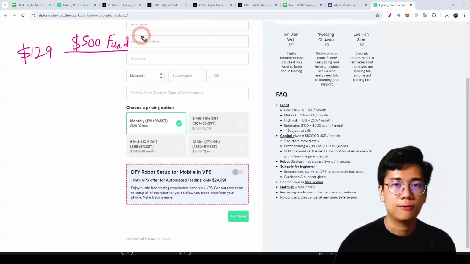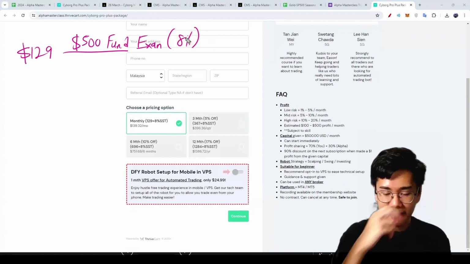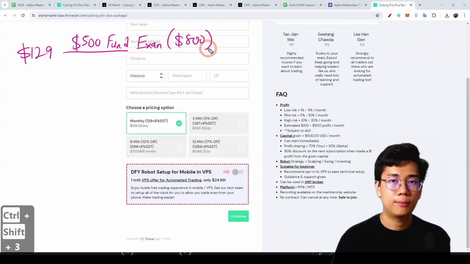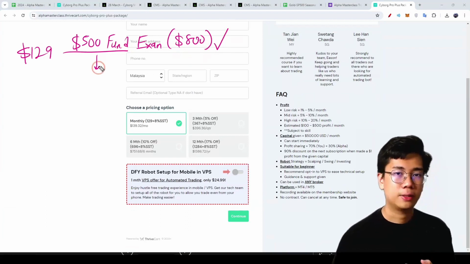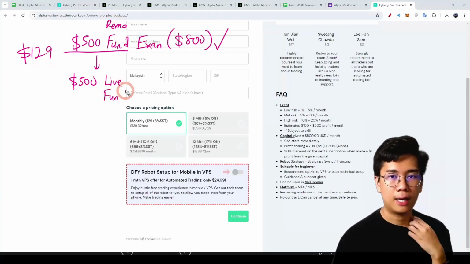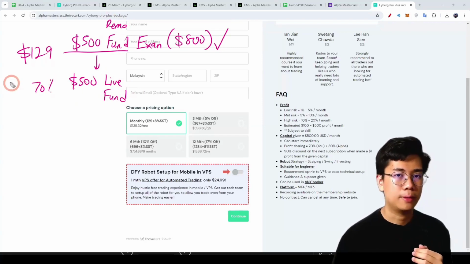First is an exam level. The exam has a target of 8% profit. You need to prove to us that you can make an $800 profit. Once you have proven it and passed, you are done. We will turn this $500 from a demo fund, which is fake money, into a real-life fund. When you use this money to trade, 70% will be yours and 30% will be ours.